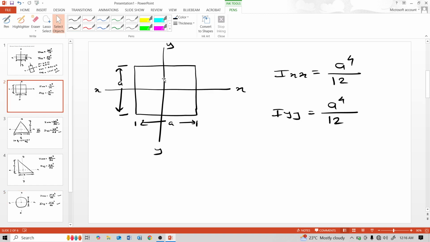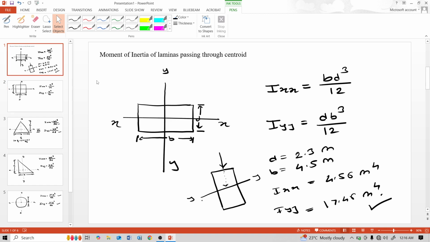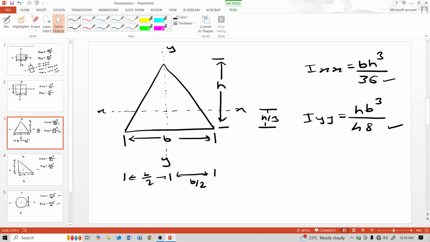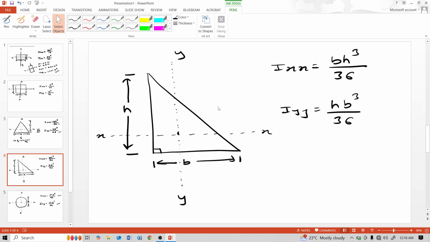Here also sides are same, that's why IXX and IYY for square are same. Here for rectangle, cross section B and D are different, that's why moments of inertia are different. For triangle also moment of inertia along XX and YY are different, and for right angle triangle also different.